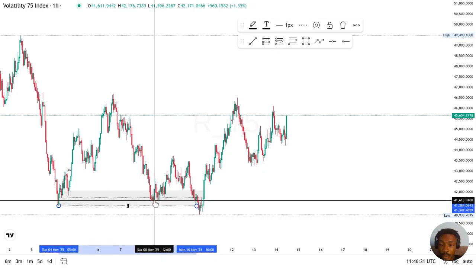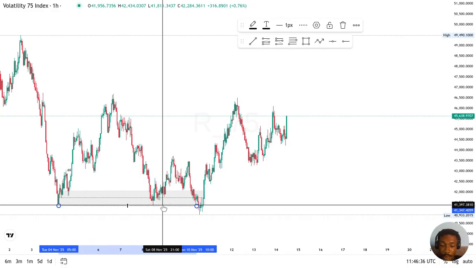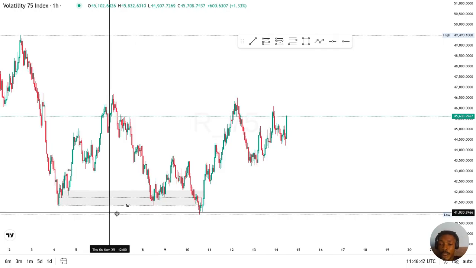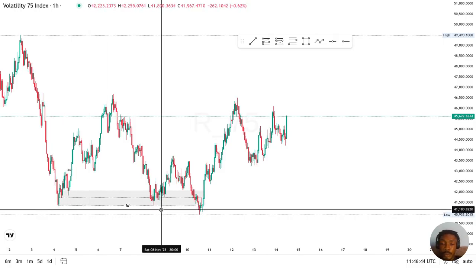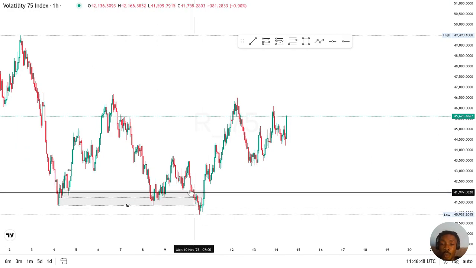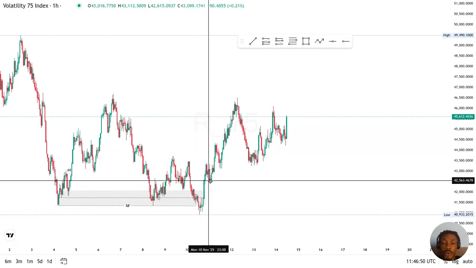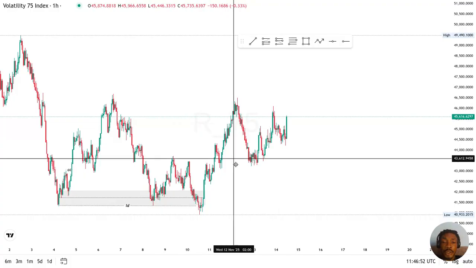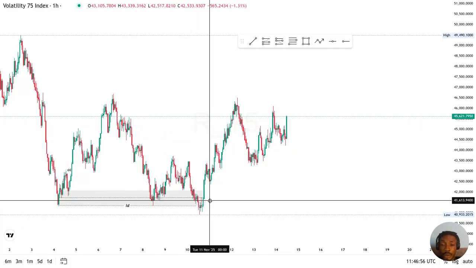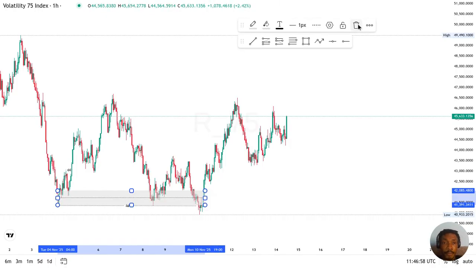Sorry, my bad. Market came down here and took out this LD liquidity. So now what are we waiting for? We're waiting for another confirmation for us to get another entry, for us to keep on moving with the buy. Alright, let me just take this out.